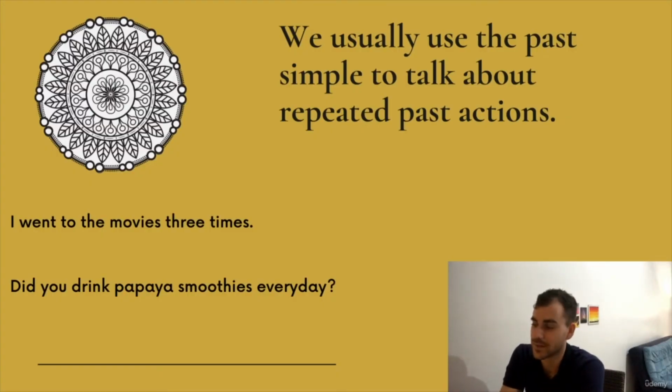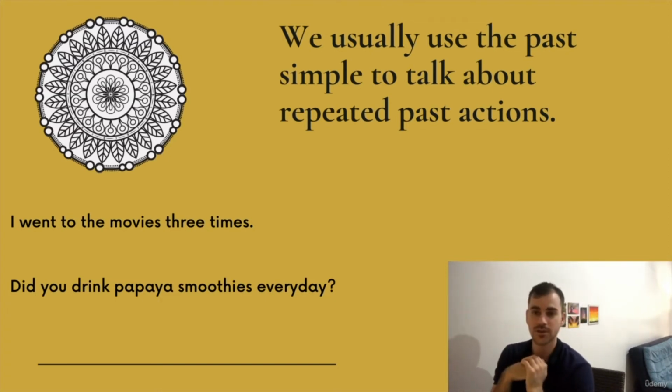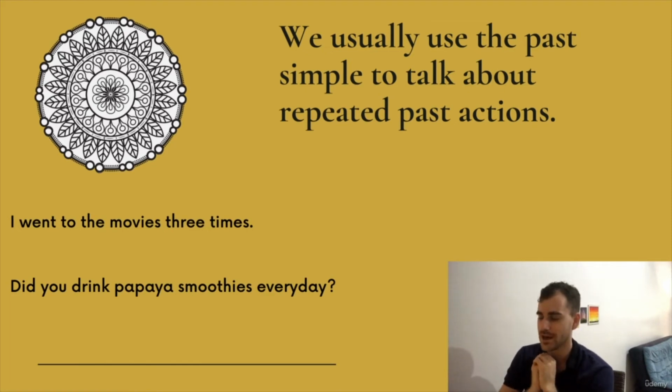We usually use the past simple to talk about repeated past actions. Did you do something in the past many times? Did you repeat it? You can use the past simple. I went to the movies 3 times. Did you drink papaya smoothies every day?